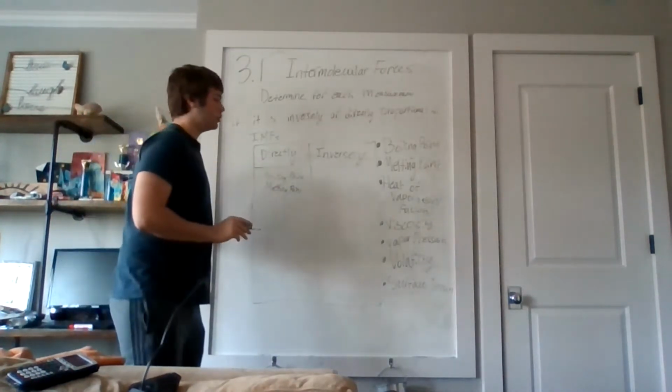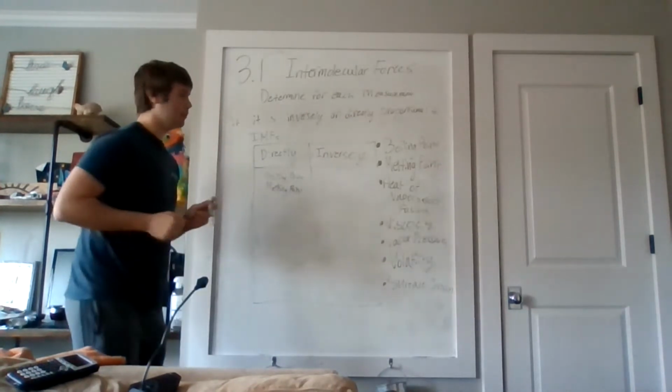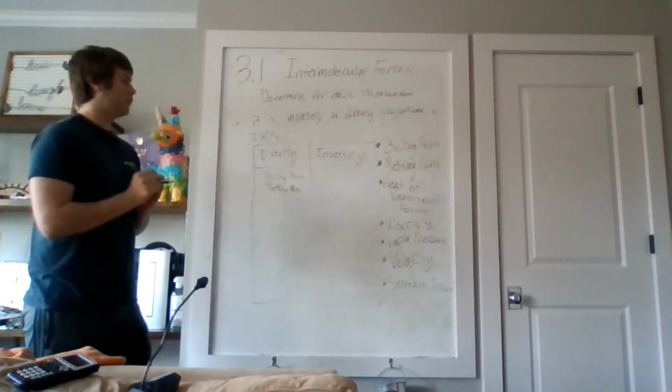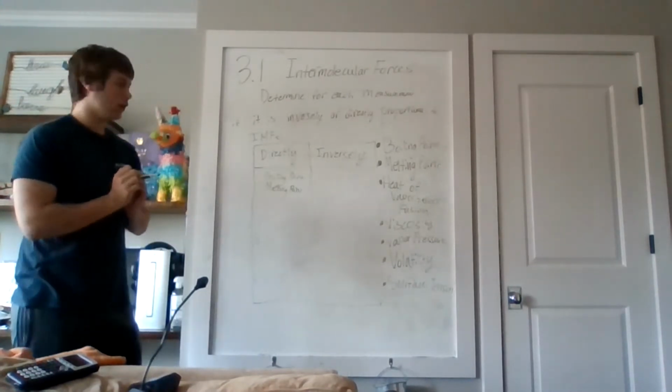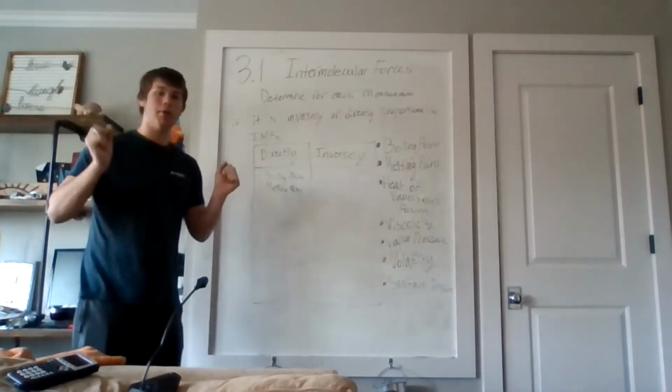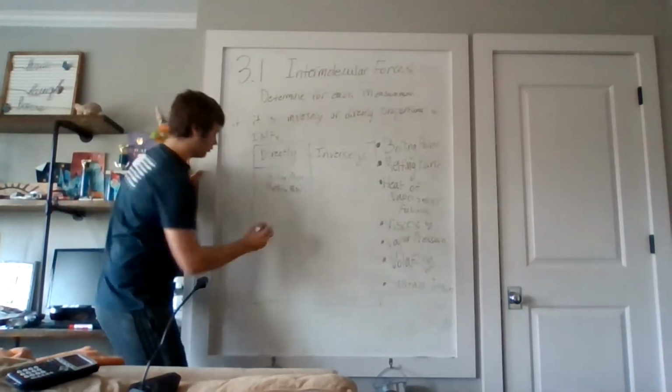So heat of vaporization and fusion is the same thing as boiling point and melting point. The more IMFs you have, or the stronger they are, the harder it is and more energy required to tear them apart. So it goes right under them.